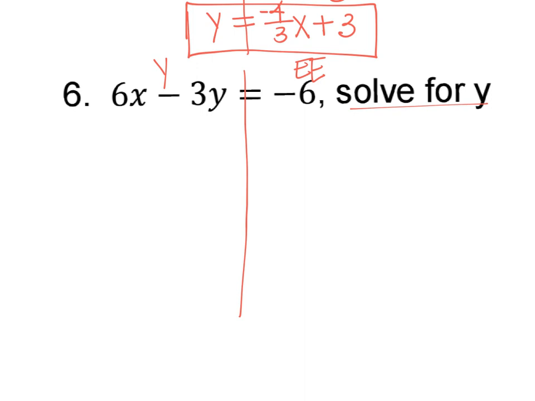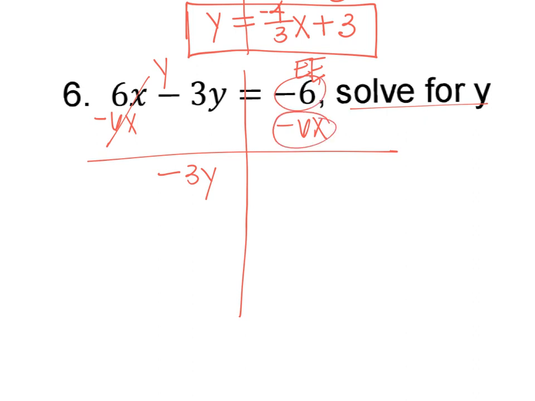So again, everything that's not y has got to move. Well, this 6x is not y. He's got to move. So positive 6x, I'm going to subtract 6x from both sides. 6x minus 6x goes away. I'm left with negative 3y equals, I can't combine these two. They don't have the same last name. So I have negative 6x minus 6, or negative 6 minus 6x.